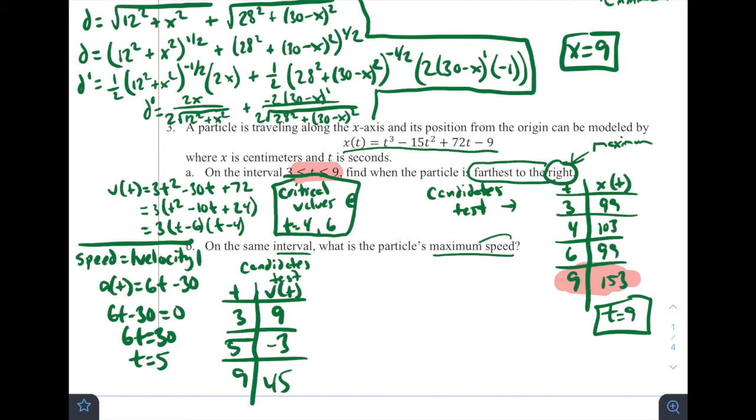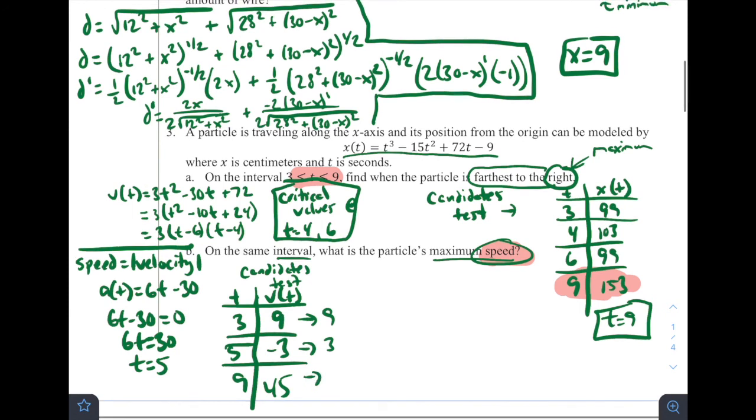Now here's the weird part for this problem. They didn't ask about the maximum velocity. They asked about the maximum speed, which means, when we plugged into the velocity equation, these are velocity values. So the 9 is going to stay 9. The -3, we can't have negative speed. That's going to become +3. It's just going 3 in the negative direction.